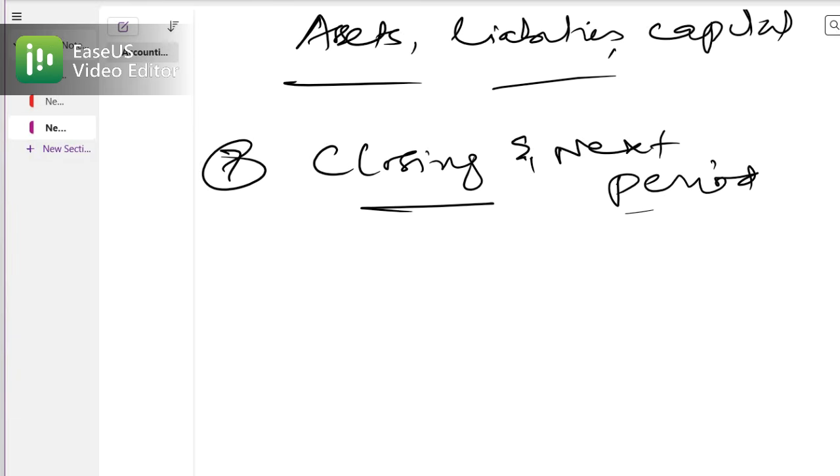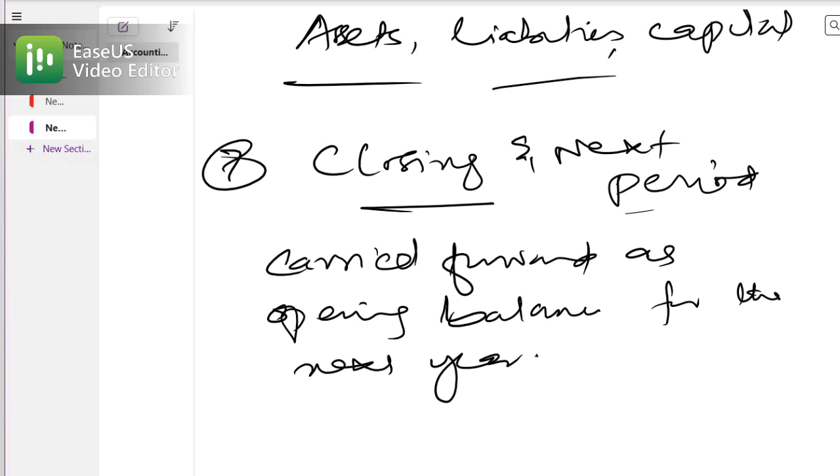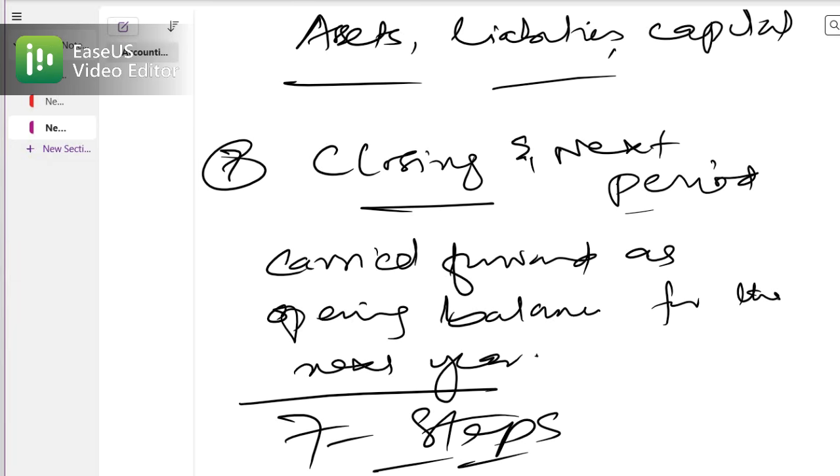So at the year end, accounts are closed, so balances are carried forward as opening balances for the next year. And the cycle starts again with a new transaction. So this is the 7th step, the 7-step accounting process that you need to know.